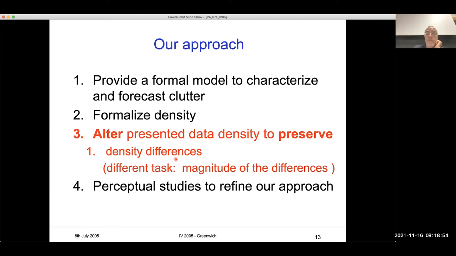And after that, we did some perceptual studies to refine our approach. And this is connected to the perceptual issues we discussed before, Weber's law, the just noticeable differences, and so on.